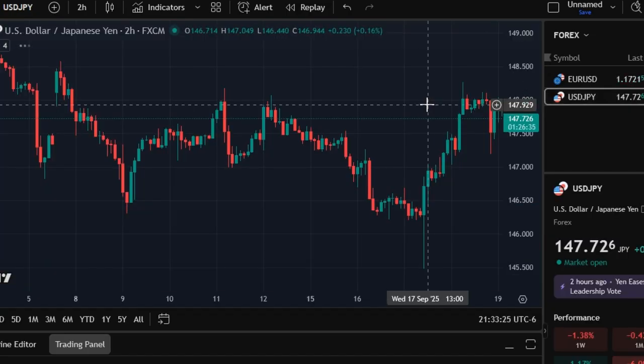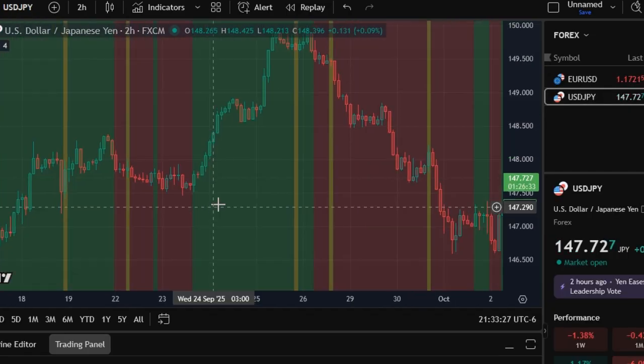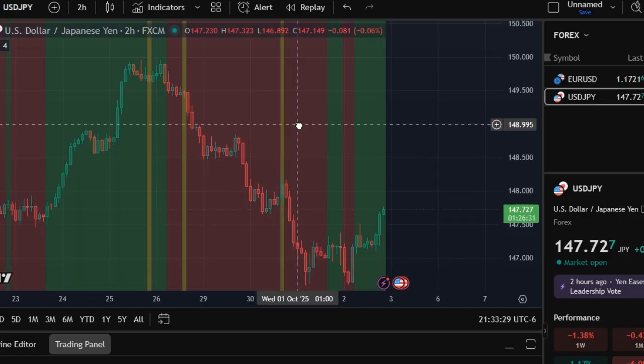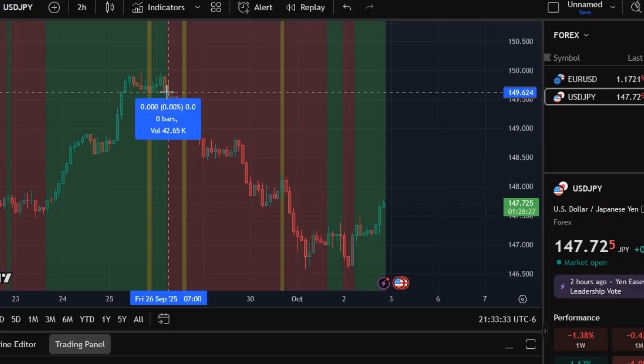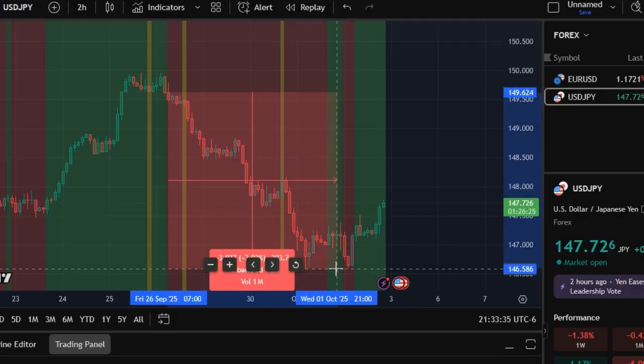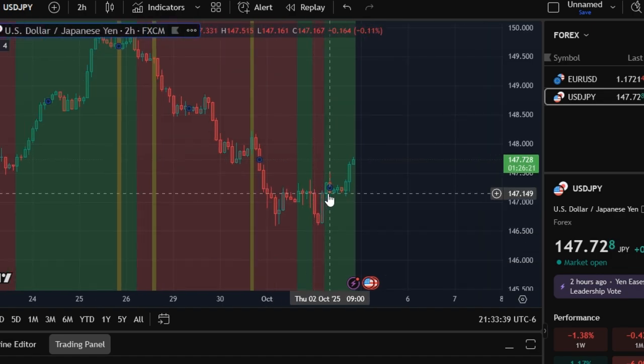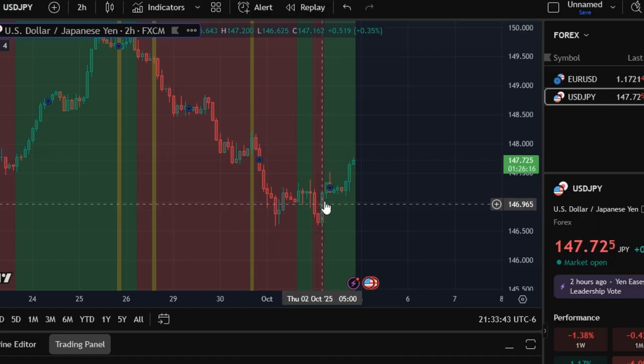Let's take a look at the dollar against the Japanese yen, and you can see it's also very good. Okay, a very nice short right there. Okay, around almost 0.3%, so 0.2%. Then we get a long right there. Okay, and the shorts are very, very similar.